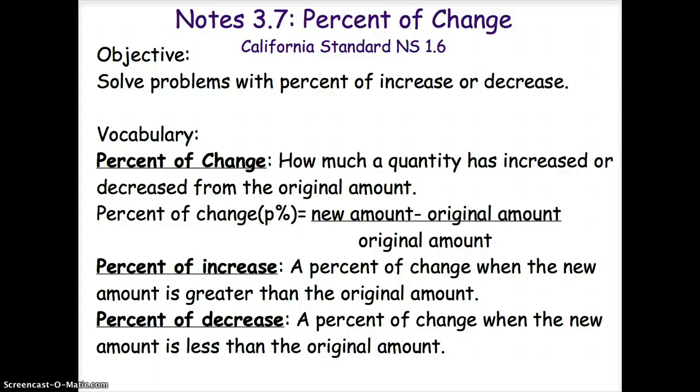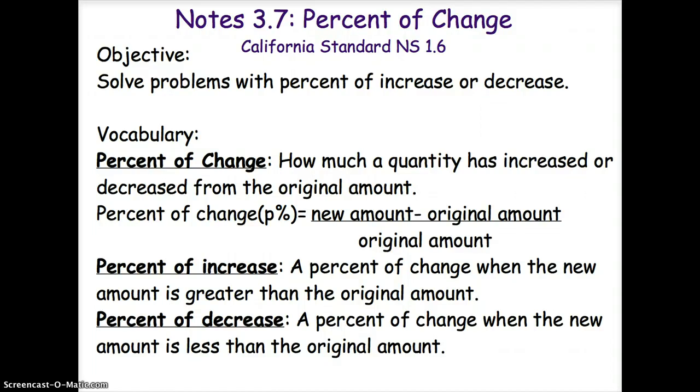Percent of change is how much a quantity has increased or decreased from the original amount. And we have a formula for finding it. It says percent of change, which we use P percent as our symbol, equals new amount minus original amount over original amount. And a little trick we have for saying that is it would be NO over O. New minus original over original.